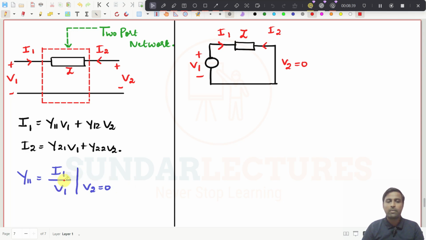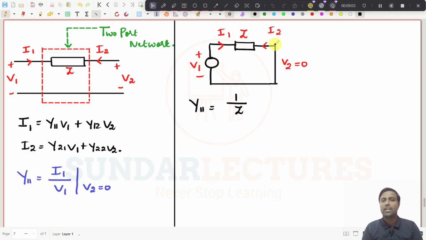So what will be the value of I1 by V1? What is the I1 by V1 here? Obviously it will be Z, right? It will be V1 by I1. Here you will get what? The value of Y11 is equal to I1 by V1, it will be 1 by Z, right? That is the whole idea.